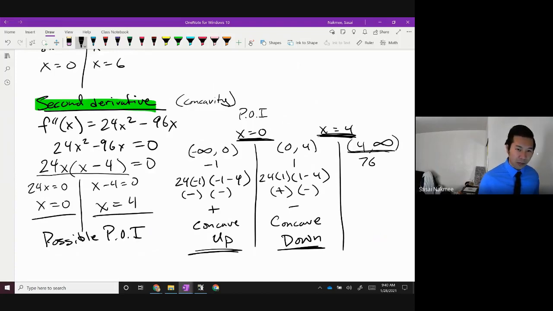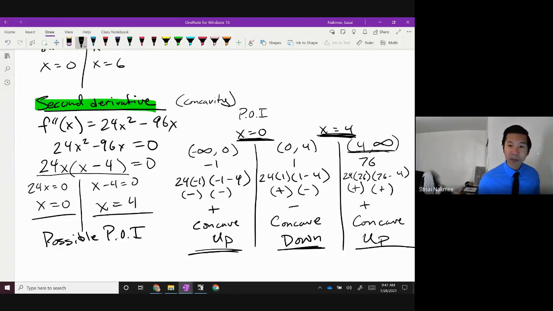Yeah, we're going to go over here and write this one down right here. This is going to be 24 times 76 times 76 minus 4. And again, I only care about the signs. This right here, 24 times 26 is positive. 76 minus 4 is also positive. So my remaining sign here is positive. So this is going to be concave up on that interval. Right? So that's pretty much the idea here.